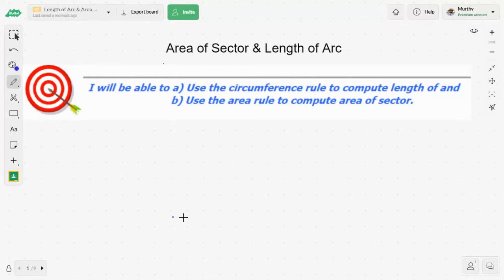In today's class, I'm going to explain the topic area of sectors and length of arcs. So, the objective for the day is you will be able to use the circumference rule to compute the length of arc. My bad, here it is missing. It is length of arc, and use the area rule to compute the area of sector. First of all, what is sector? What is arc? Those will define.